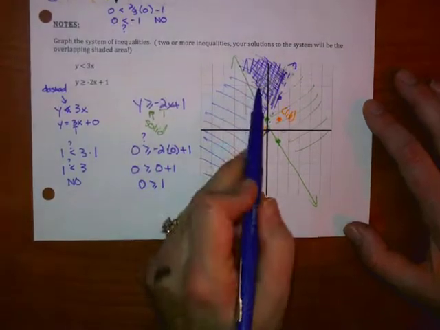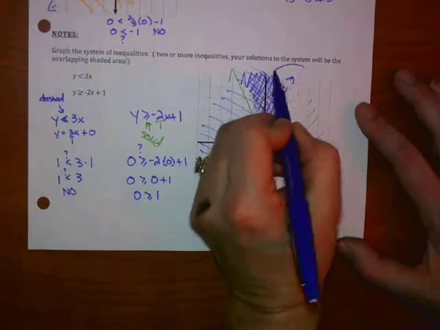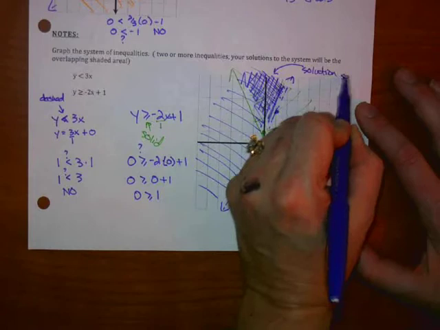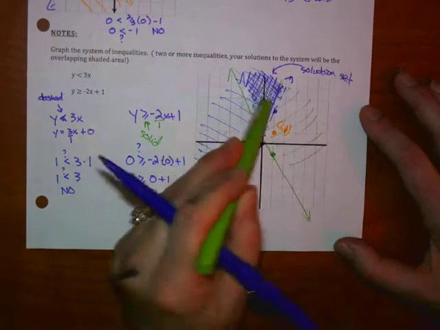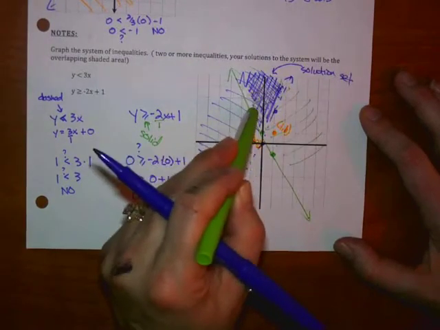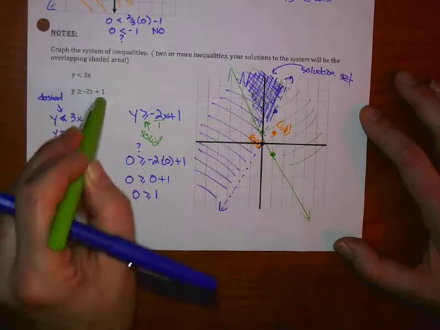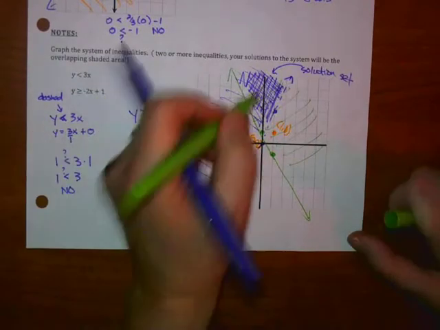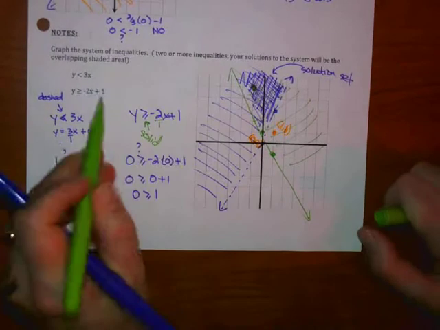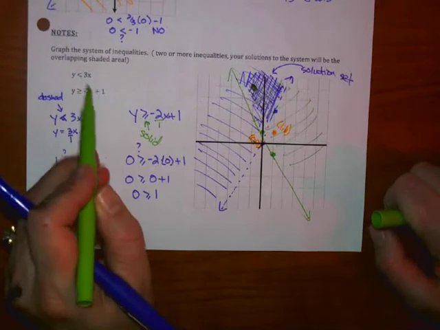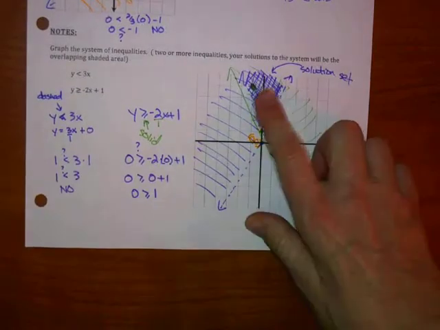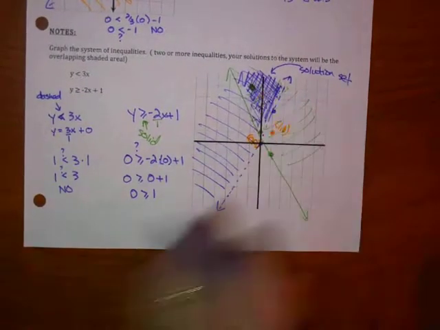This area right here is my solution set, meaning that any ordered pair in this area would make both of those inequalities true. If I pick this point right here and plug it into x and y for this inequality and this inequality, it would make it true. And that's true for any of those ordered pairs right there. Okay? All right, turn it over.